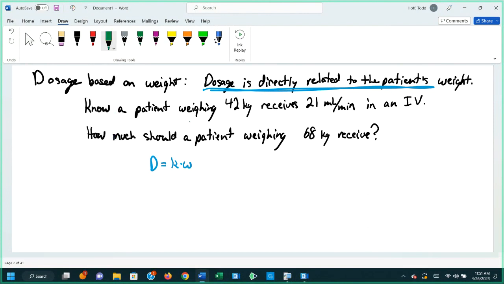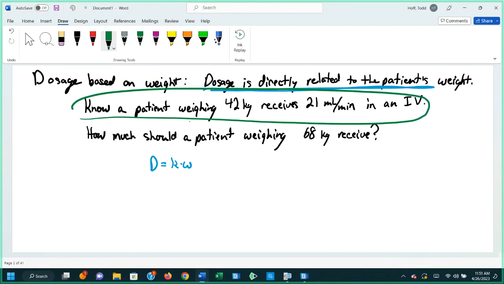Next, we have that known condition, known state. The weight of 42 kilograms is a dosage of 21 milliliters per minute. I'm going to leave the units out of here. I could put them in, but it just complicates things at this first stage. I'll come back and put them in a little bit. So D is 21, that's the dosage, equals K times the weight of 42. We divide by 42. 21 divided by 42 can either be 1/2 or 0.5. So our constant here is 0.5.